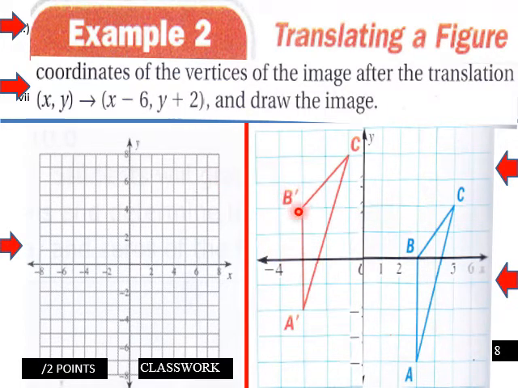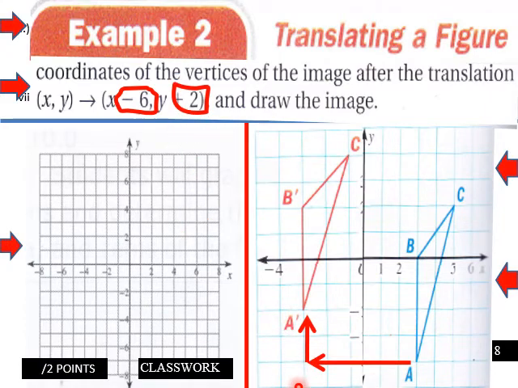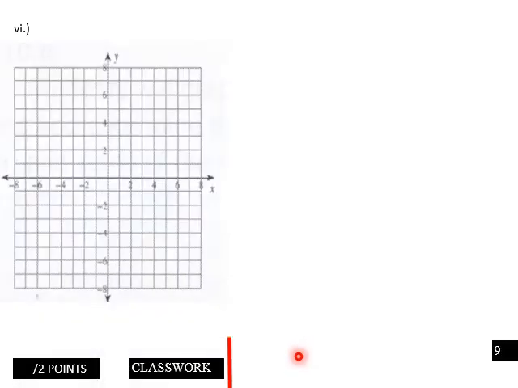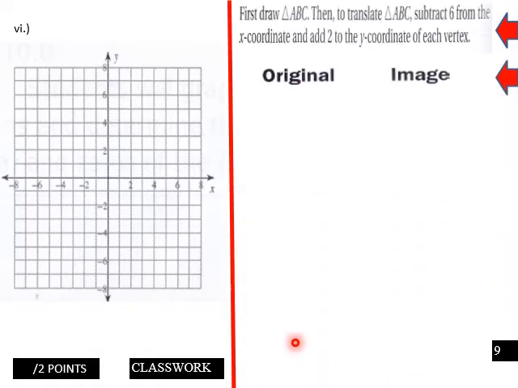This would be your triangle prime here. So we go over 6, and then we go up 2. That's why you have that point there, and like that, like that. See that? Okay. Move 6 plus 2. Yeah, we got it.